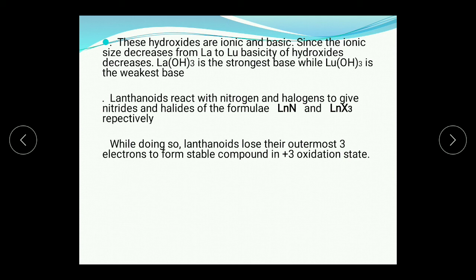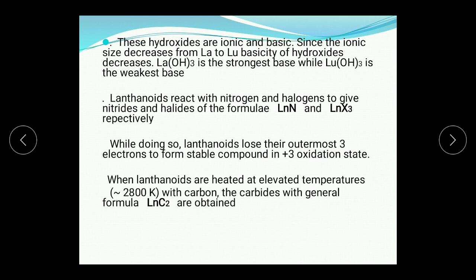And while doing so, lanthanides lose their outermost 3 electrons to form a stable compound in the +3 oxidation state. As I told you, the +3 oxidation state is common. So, LnX3 means Ln plus 3. They lose the 3 electrons in the outermost shell, and X is minus 1, which means they form stable compounds in the +3 oxidation state.